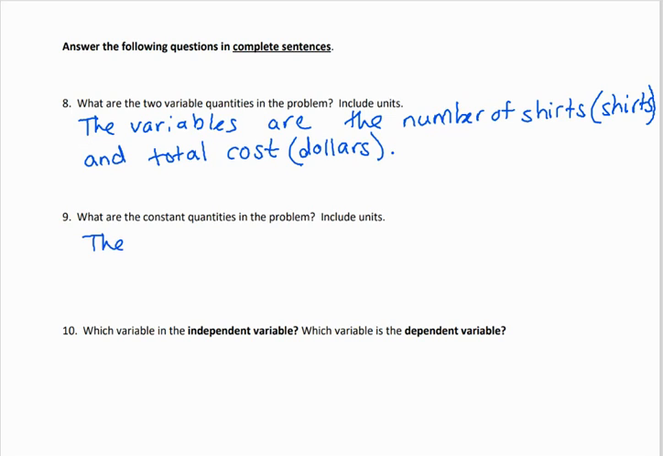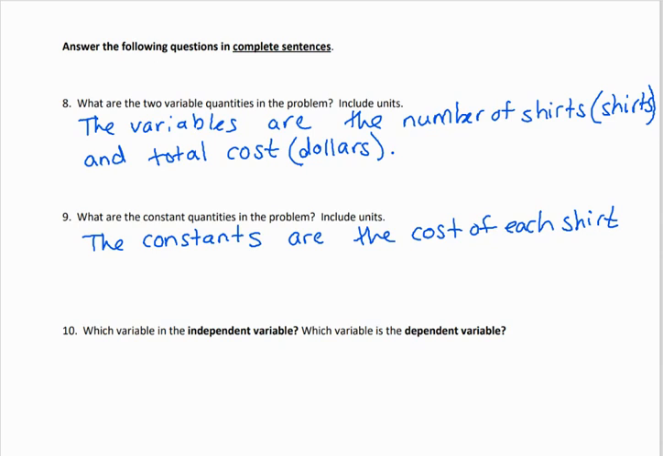So the constants, and we have 2 minutes till the bell rings, guys, and I just want you to make sure you stay until we finish this since we just have these 2 questions. The constants are the cost of each shirt. Again, if you wrote price of a shirt, that's fine too. Okay, that was the 550. So I'm not just going to say the constant is 550. I used the words, right? The constant is cost of each shirt.